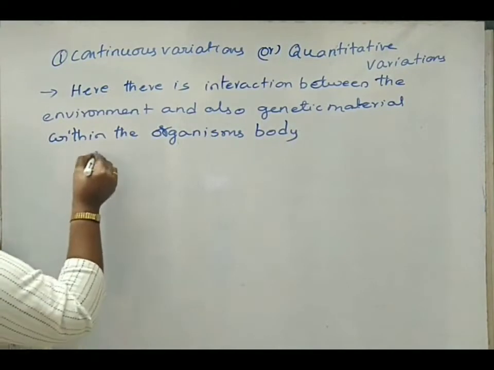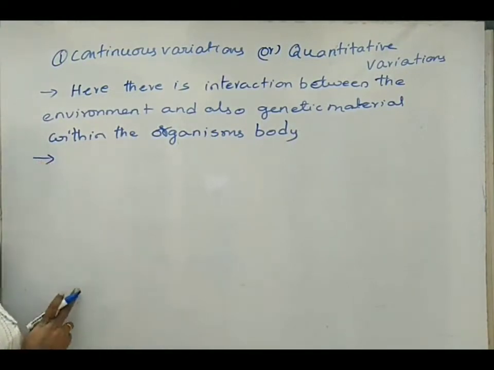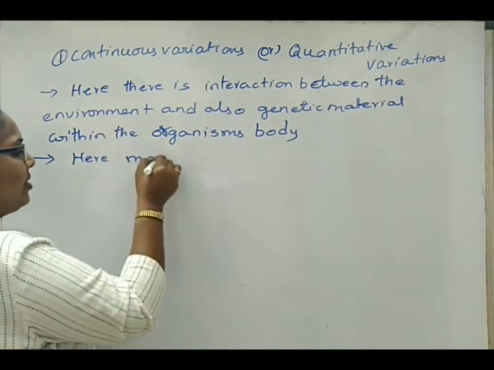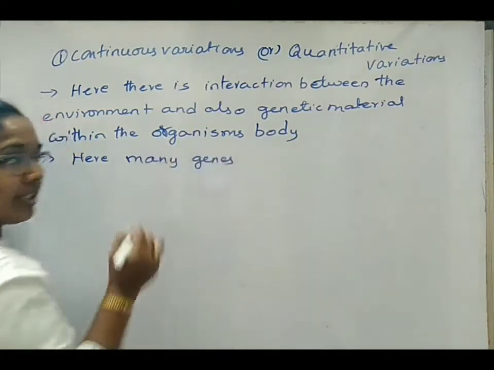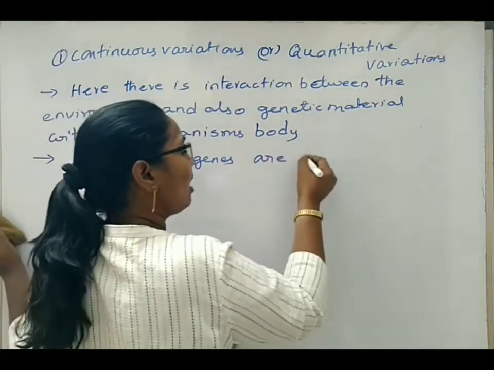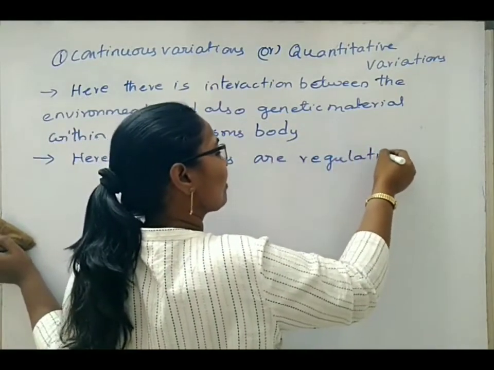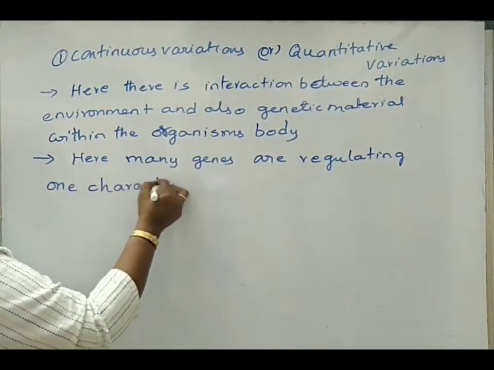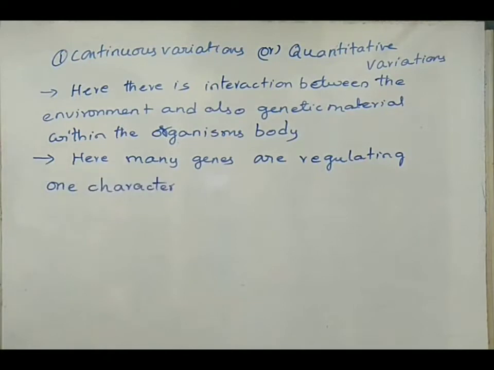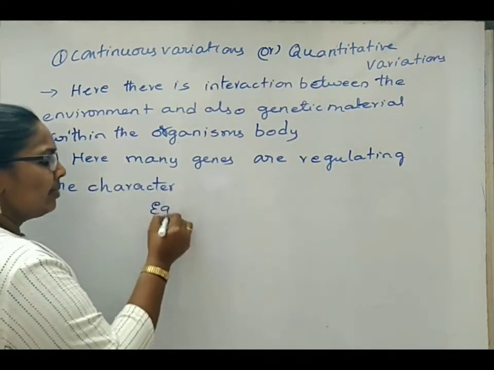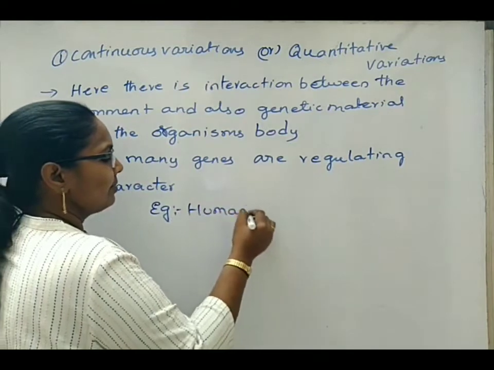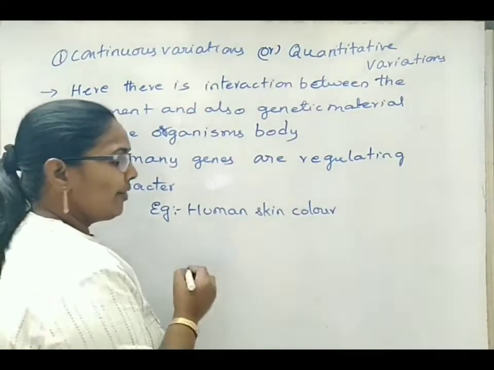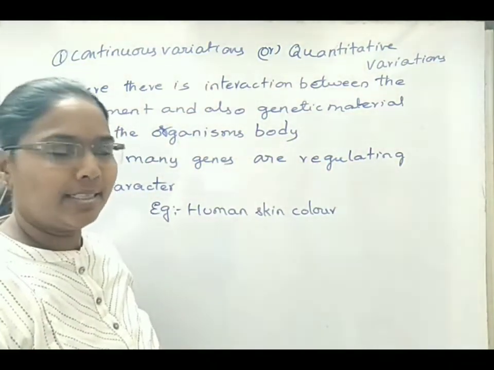Now, we can also write or include another important point here. Here, many genes are controlling or are regulating one character. We already have one best example regarding human skin color. So example is human skin color. If we go in depth a little bit, 1 or 2 points regarding this.